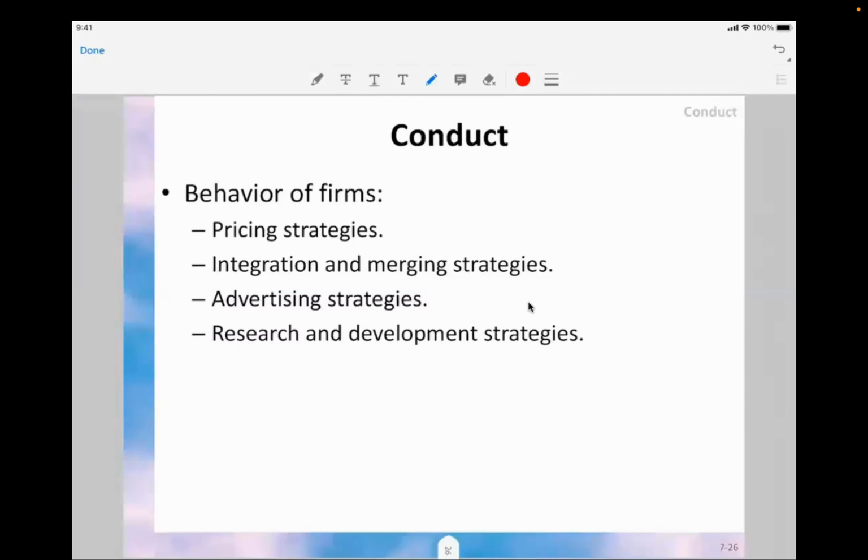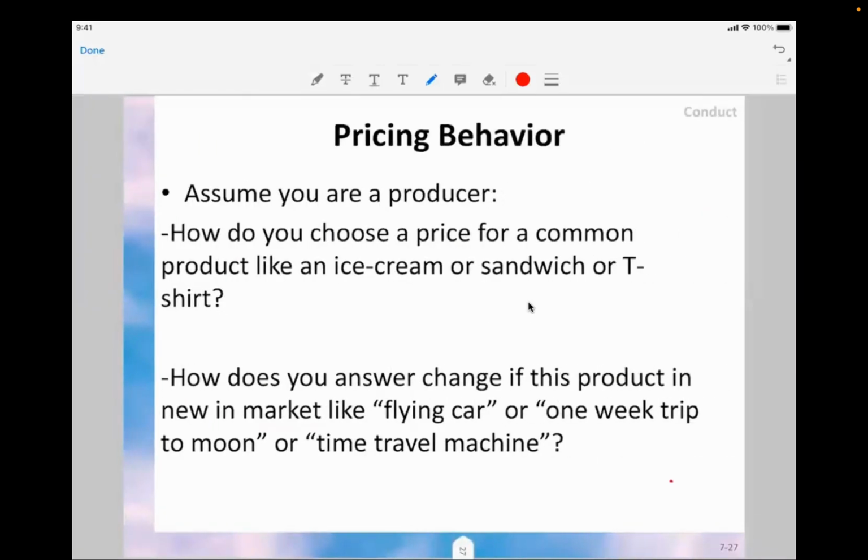The first thing is pricing strategy. How do you come up with a decision on pricing, or the optimal price of the product that you have? Then there are integration and merging strategies, advertisement strategies, and research and development strategies. Let's take a look at the pricing behavior.